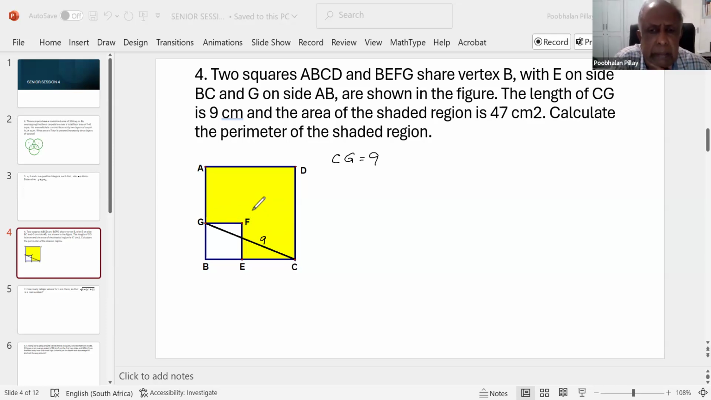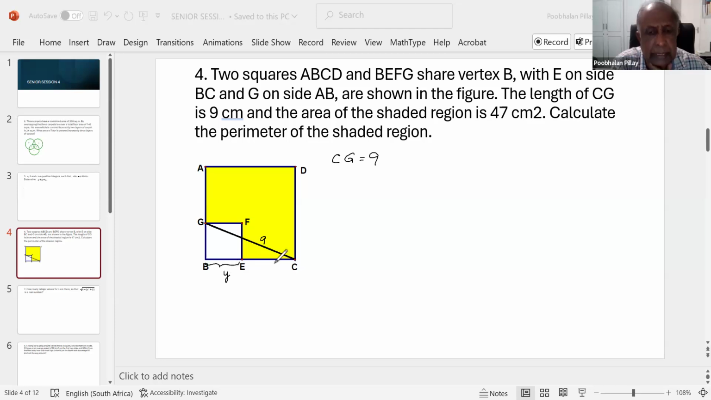Well, for one thing, the area of the shaded region, we don't know what it is. Well, we know what it is, it's 47. But when you add it to the white area here, you're going to get the area of the entire square. So that's fine because we know the area of the white square and we know the area of the large square, provided we know what the sides are.